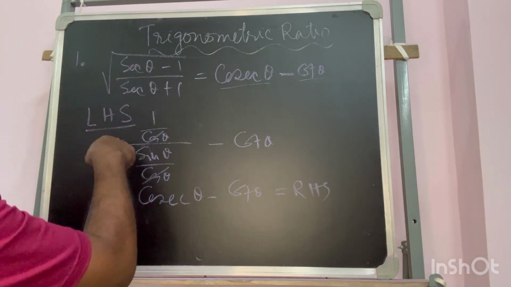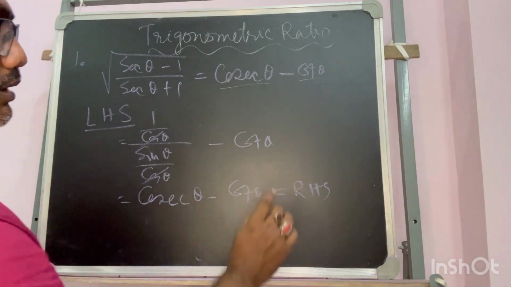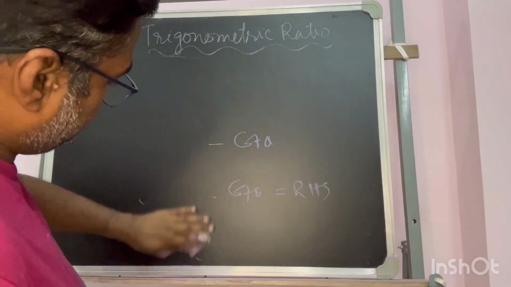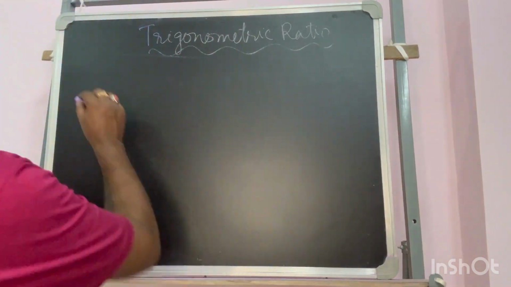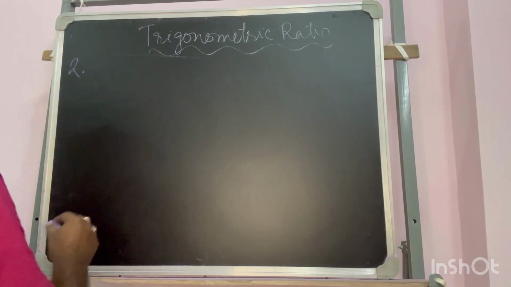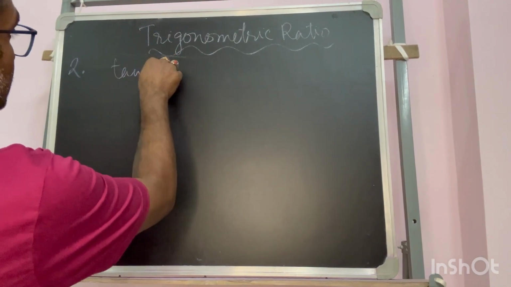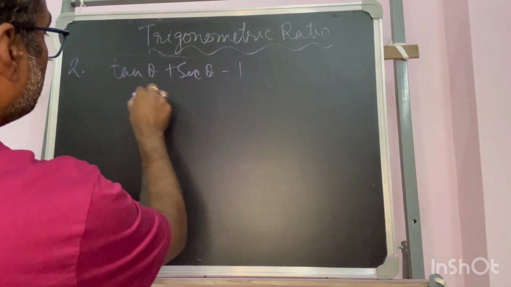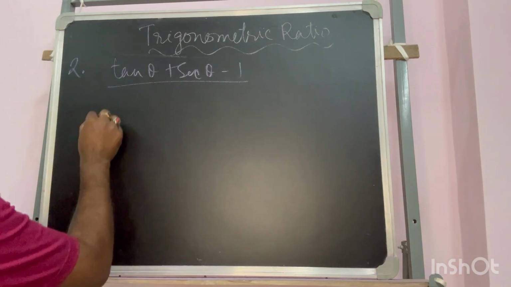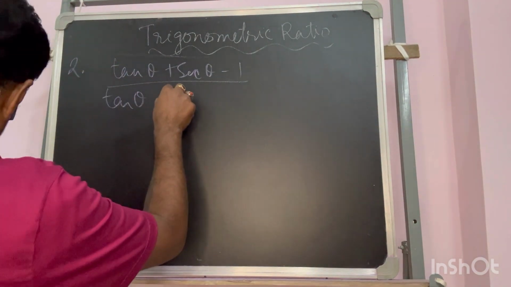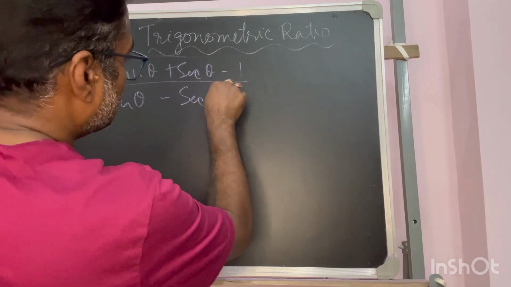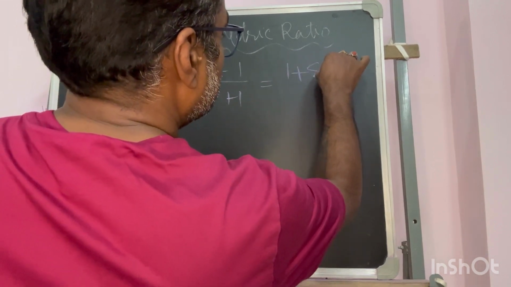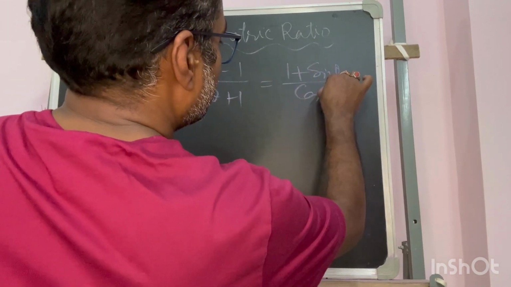So I started with the left hand side, I have brought it into the right hand side, so hence it is proved. So the next sum, number 2: tan theta plus sec theta minus 1 divided by tan theta minus sec theta plus 1. I have to prove it is equal to 1 plus sin theta by cos theta.